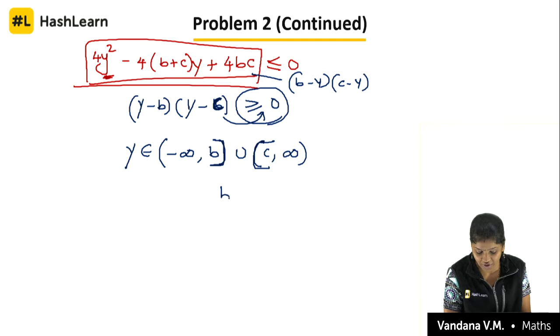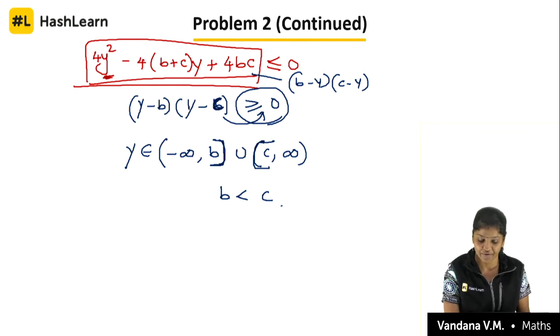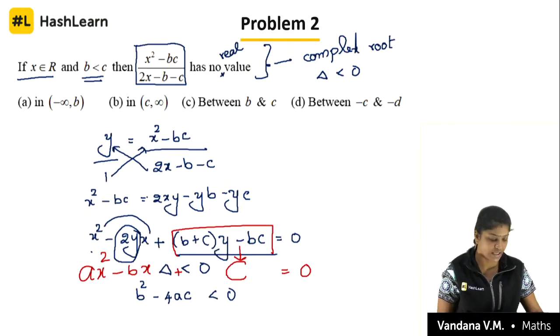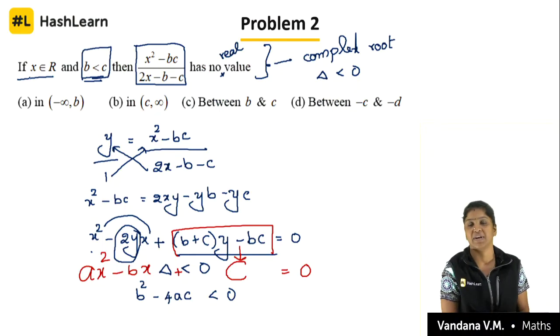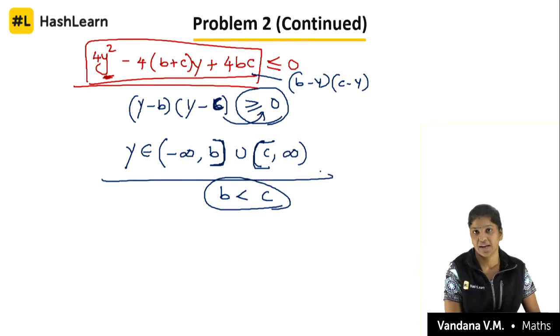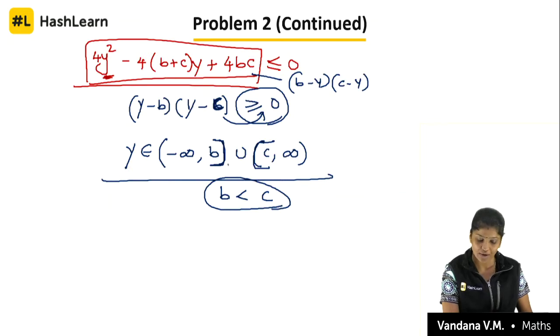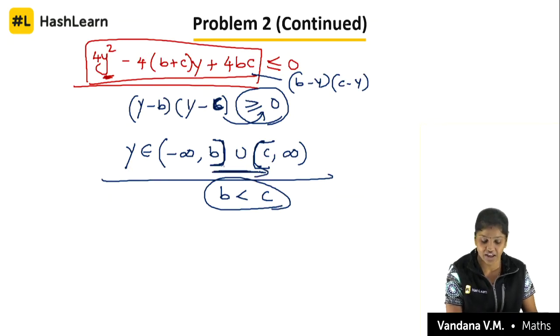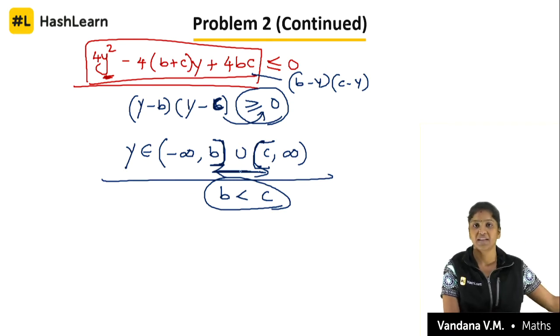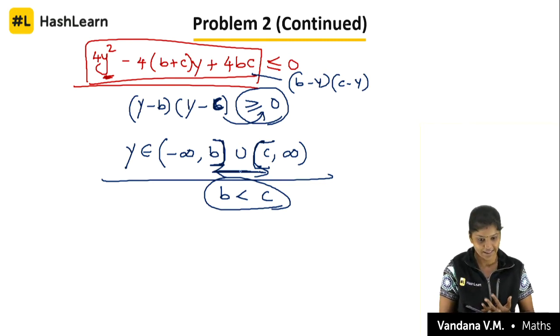One more condition they gave is that b is less than c. That is the reason why b is a smaller number. From this equation I understood they gave in the question that b is a smaller number than c. From that only I can write the solution set for the given equation. So it will not lie between b and c. There is no value existing between b and c. So clearly you observe after b it is existing, after c it is existing, but between b and c the value is not existing. Clear? Yes. Next.